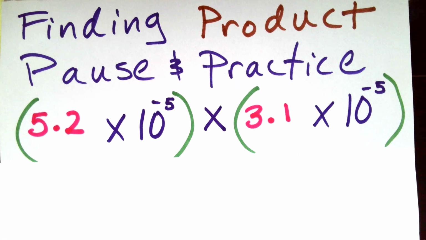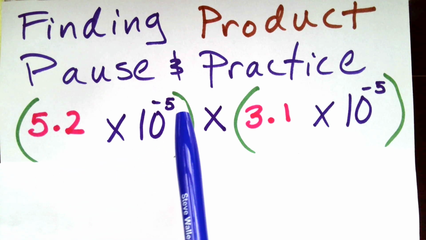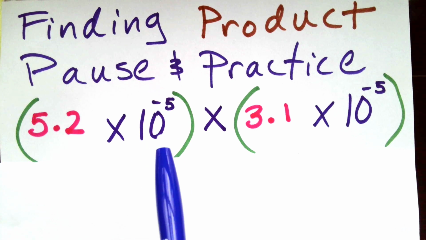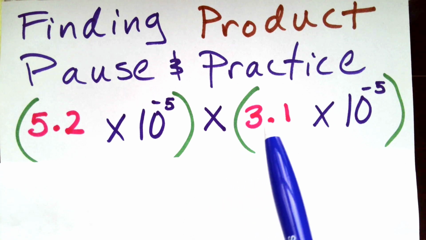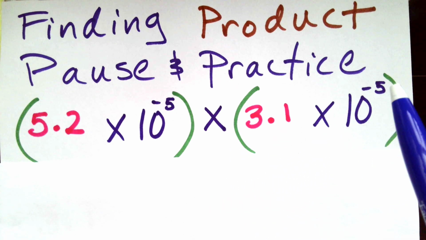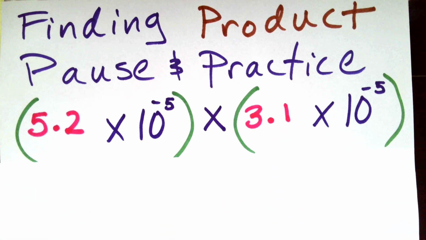This is part 19, the second pause and practice problem when we're finding the product using scientific notation. So let's just jump right on into it. We have a coefficient of 5.2 times 10 to the negative 5, times 3.1 times 10 to the negative 5. What's the first step you're going to take? What's the second step you're going to take in solving this problem?